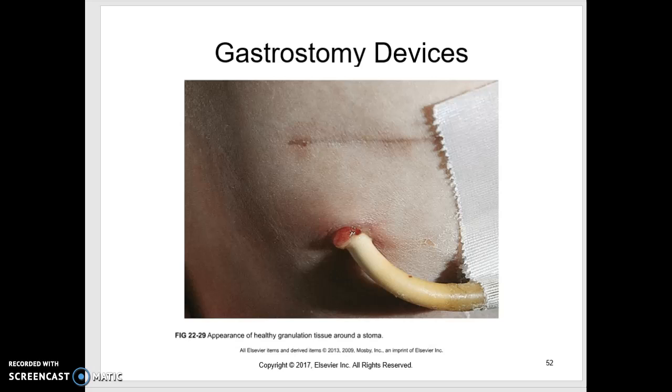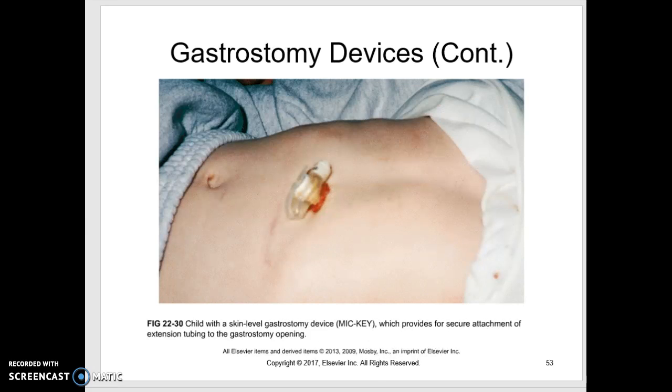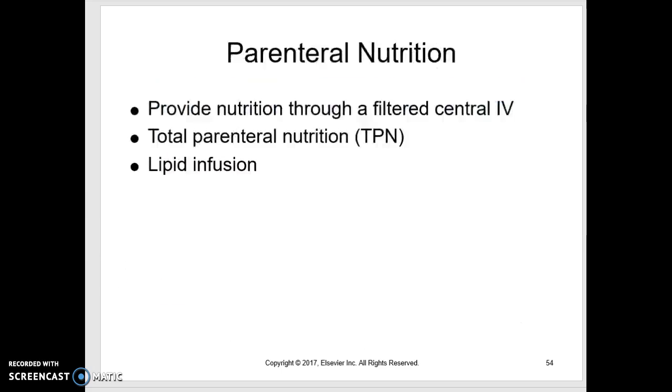You'll see G-tubes at Children's. This is a standard gastrostomy tube where most of the time you'll see the Mickey. Both of those have some granulation tissue around. You should not have this red. That's not ideal. TPN. You're going to see kids on TPN.